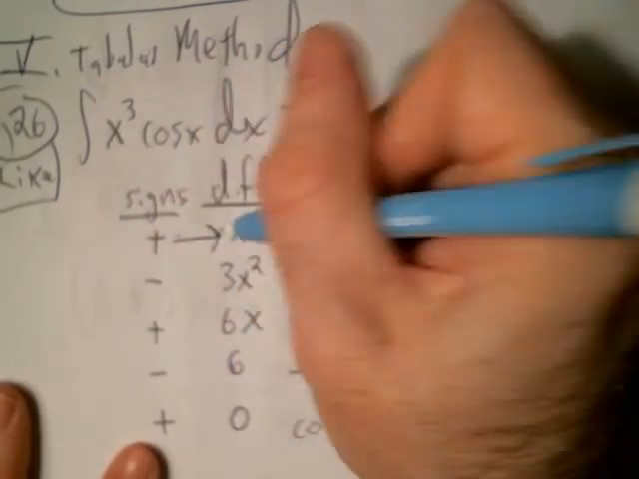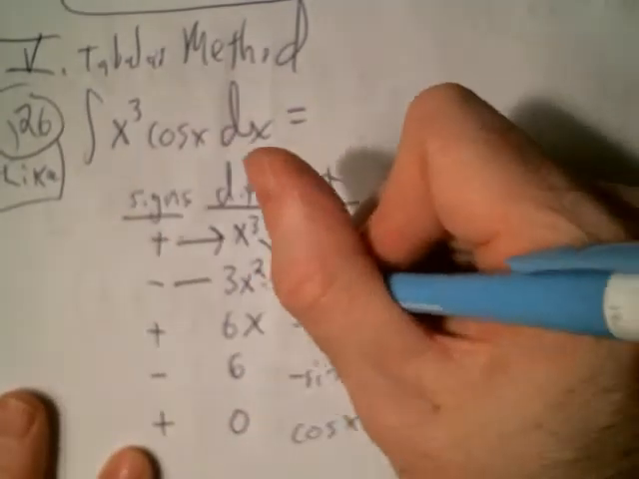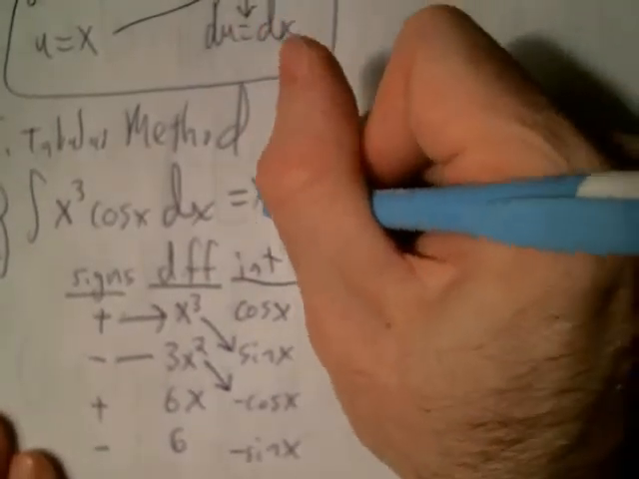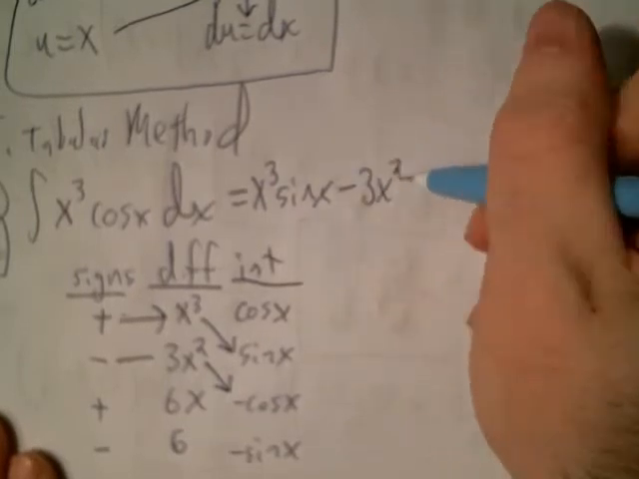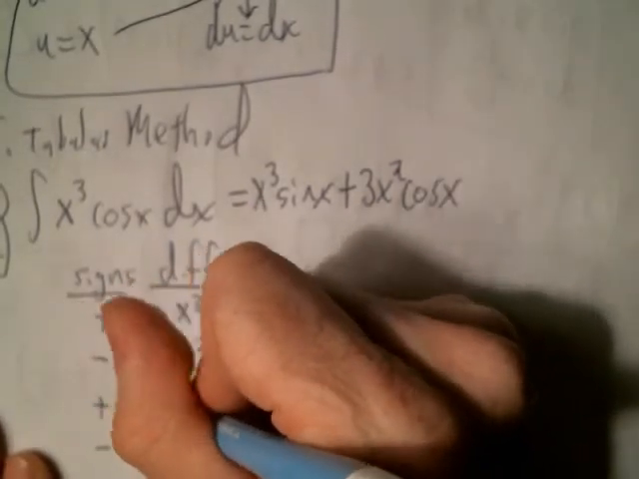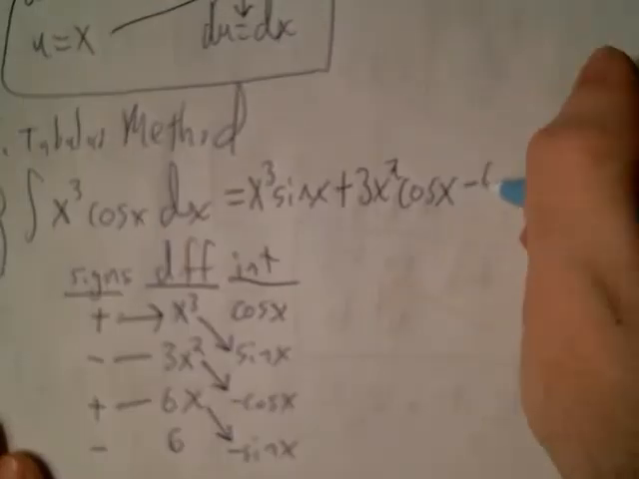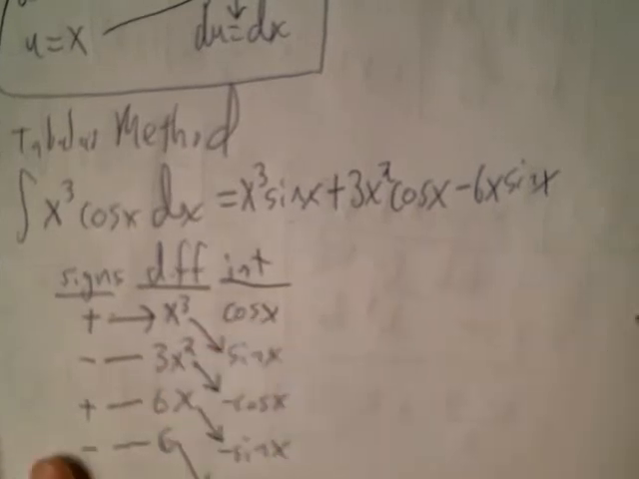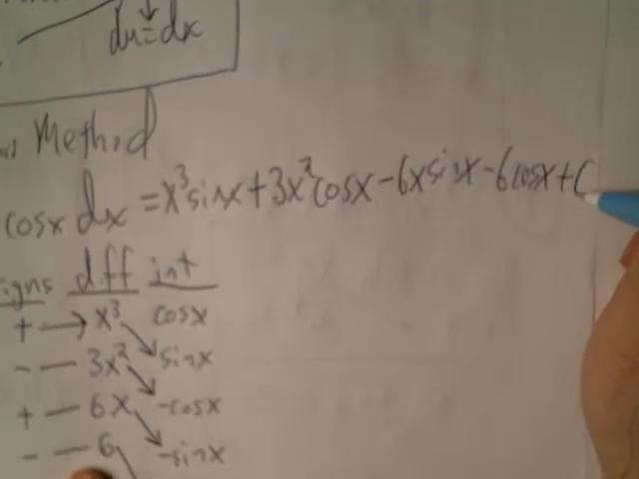Okay, so our answer, you figure that out by going like this. It's the positive x cubed times sine x plus negative 3x squared times negative cosine x. Okay, so I'm going to start writing this out. Positive x cubed times sine x minus 3x squared times negative cosine x. So it'll be plus 3x squared cosine x plus positive 6x squared times negative sine x. So it'll end up being negative 6x sine x. And then negative 6 cosine x. So minus 6 cosine x, and then plus your integration constant.